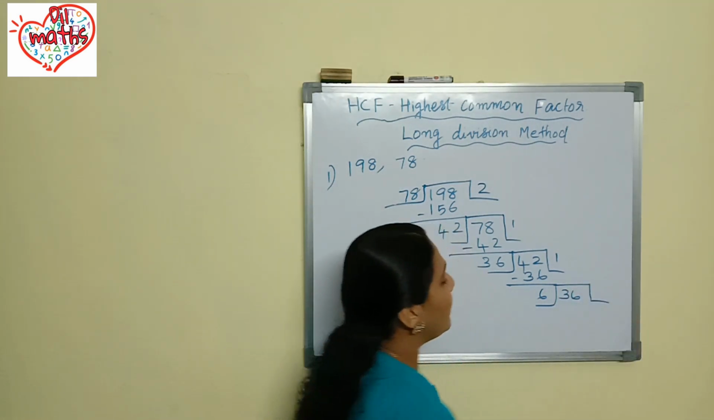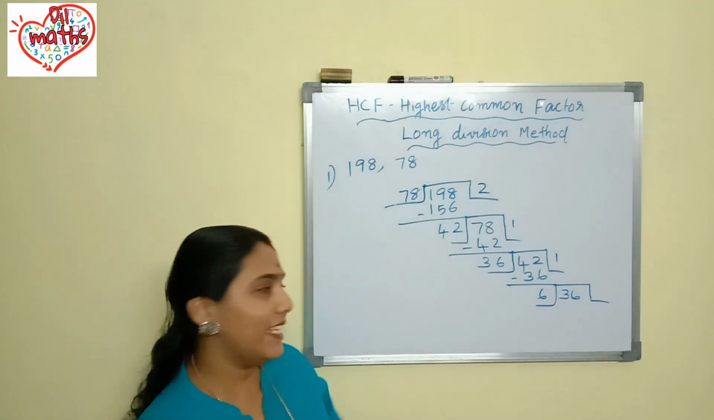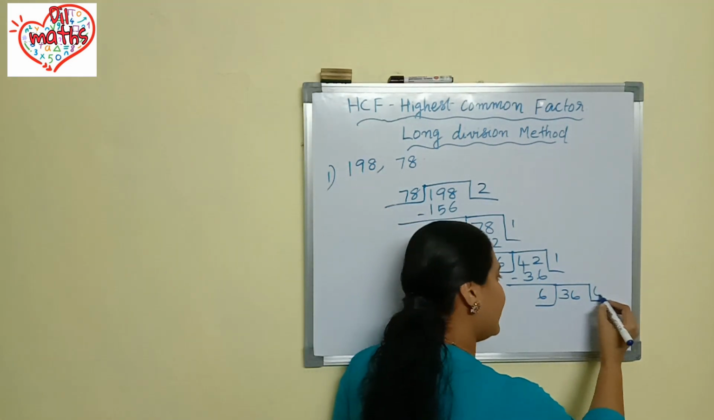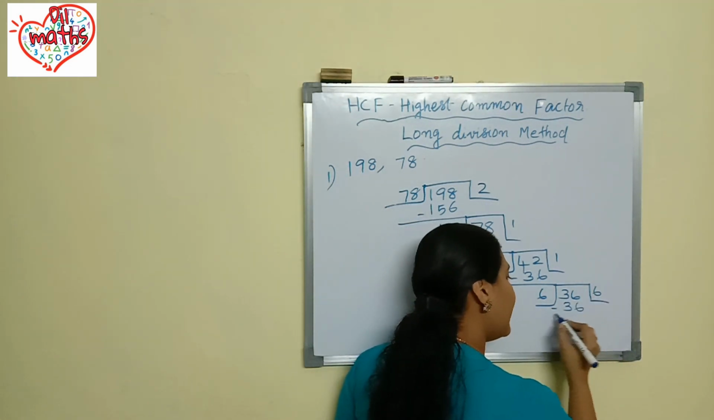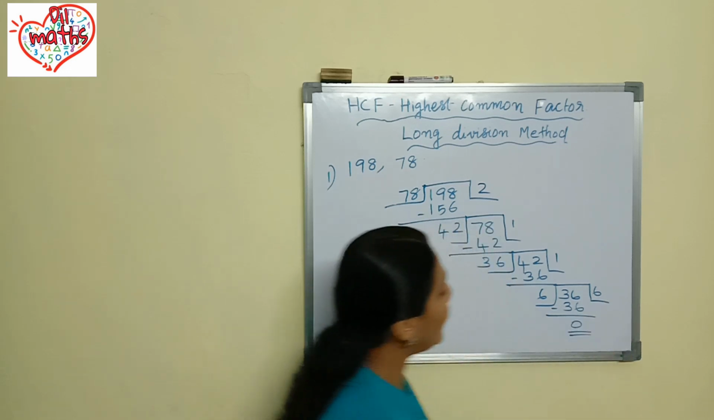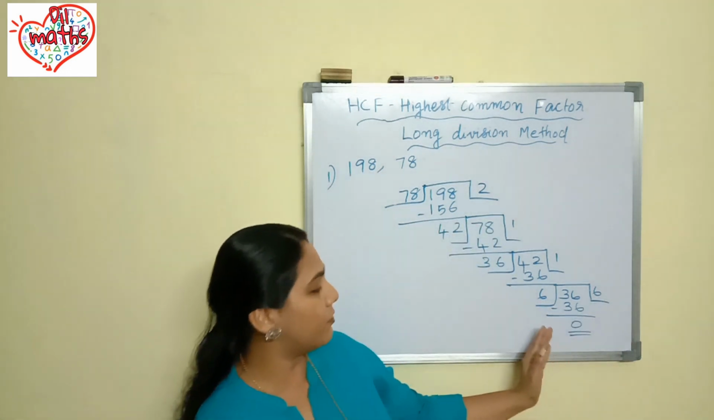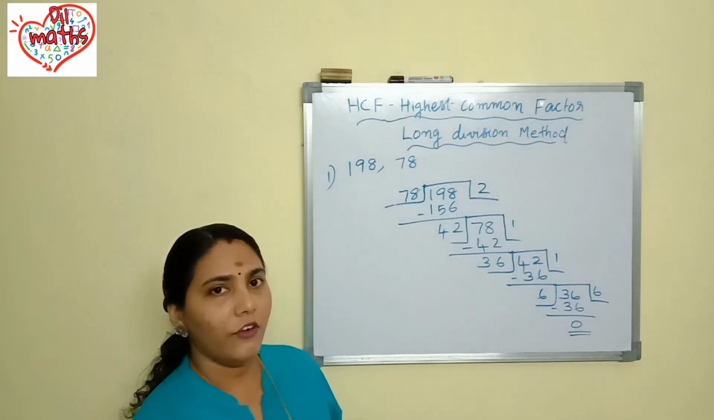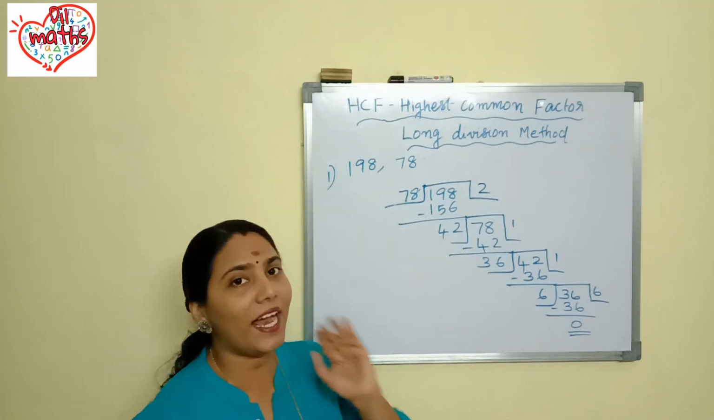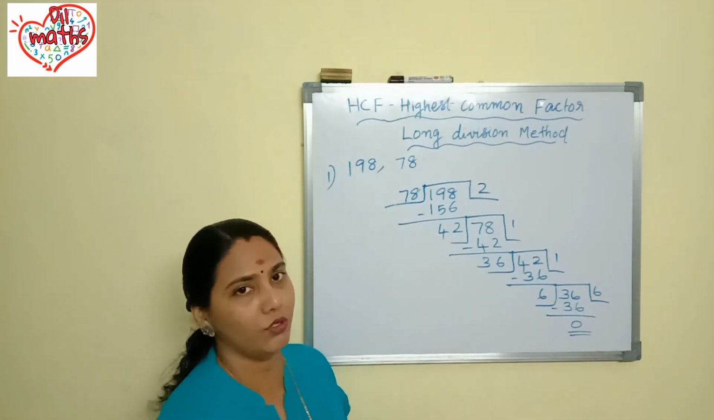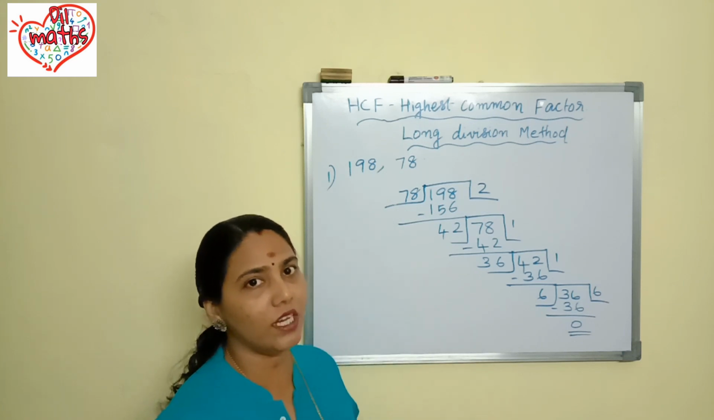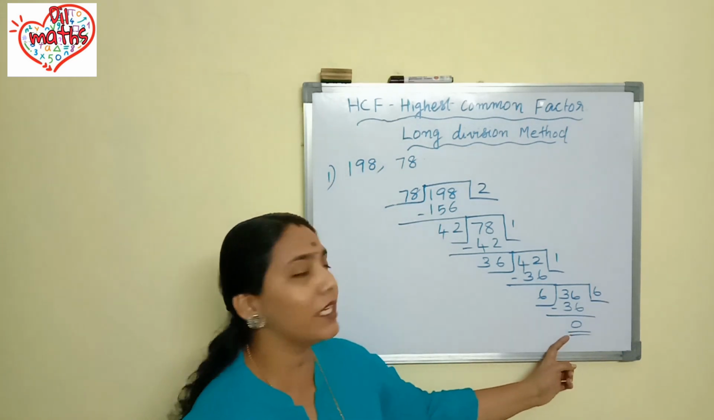And what will be the next quotient? 6 6s are 36. Okay. 6 6s are 36. 36 minus 36 is equal to 0. Finally, you should get the remainder as 0. Up to there you should go. Okay, up to there you should continue the process. Okay, here we got the remainder as 0.